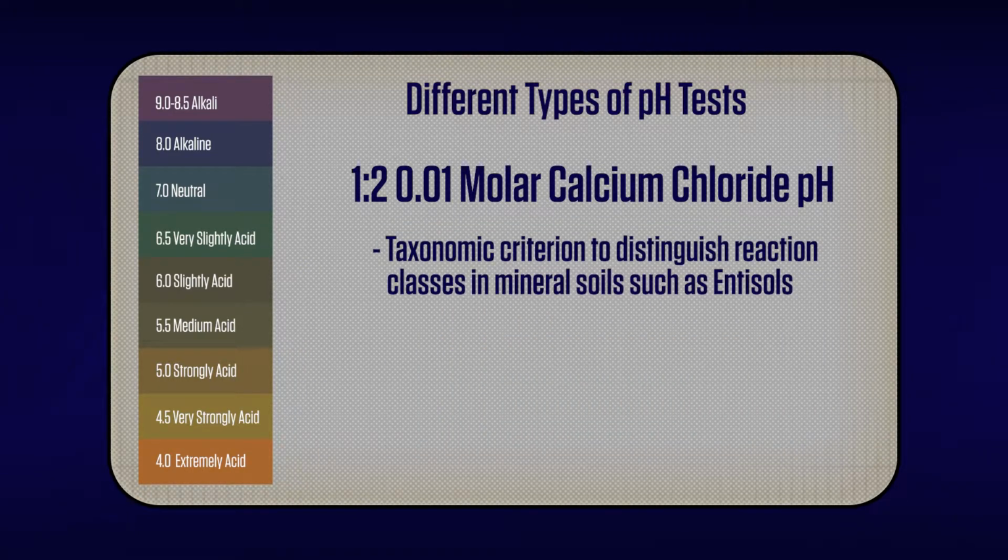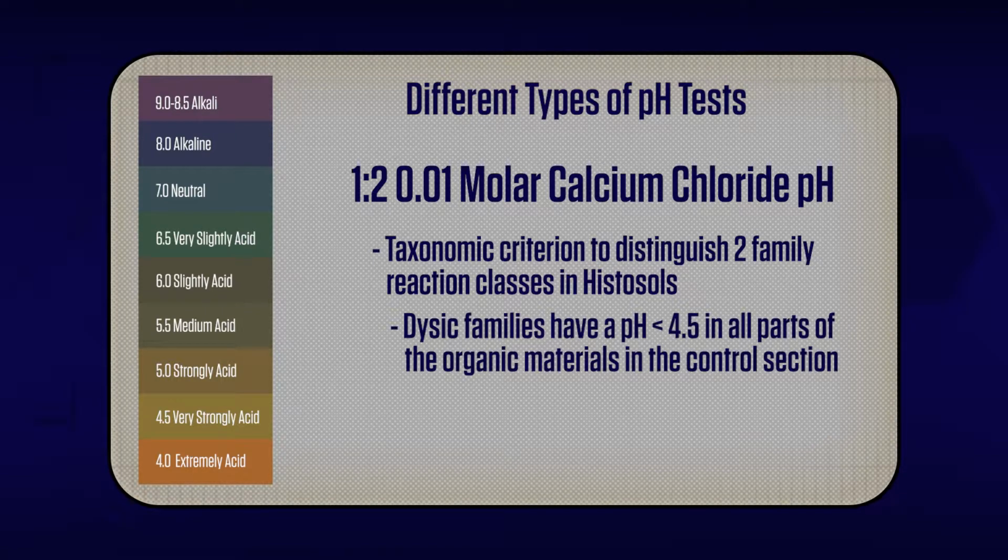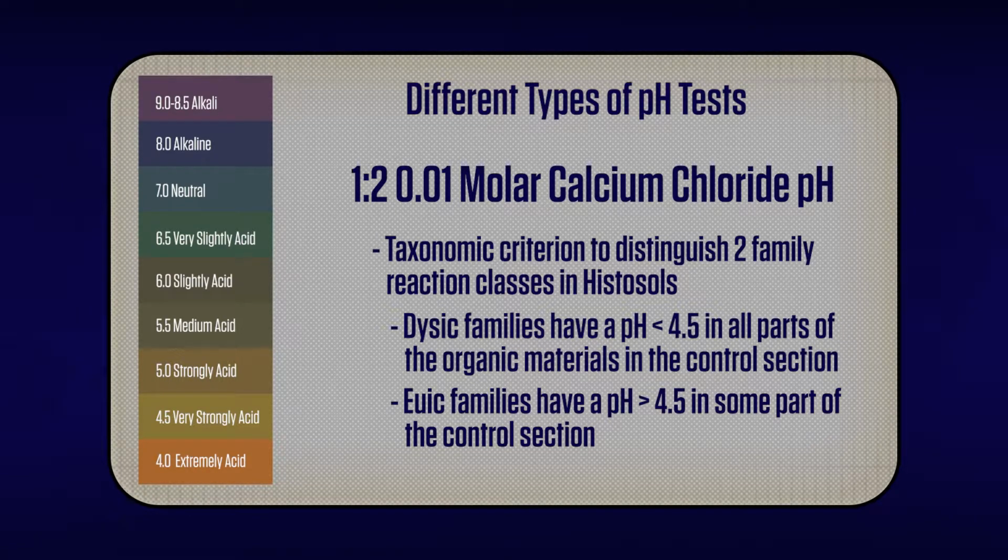Taxonomic criterion to distinguish reaction classes in mineral soils, such as entisols: acid with a pH of less than 5, or non-acid with a pH of greater than or equal to 5. Taxonomic criterion to distinguish two family reaction classes in histosols. Dysic families have a pH of less than 4.5 in all parts of the organic materials in the control section. Euic families have a pH of greater than 4.5 in some part of the control section.